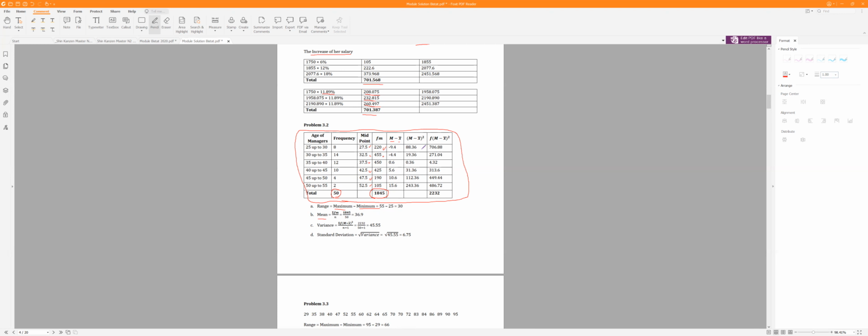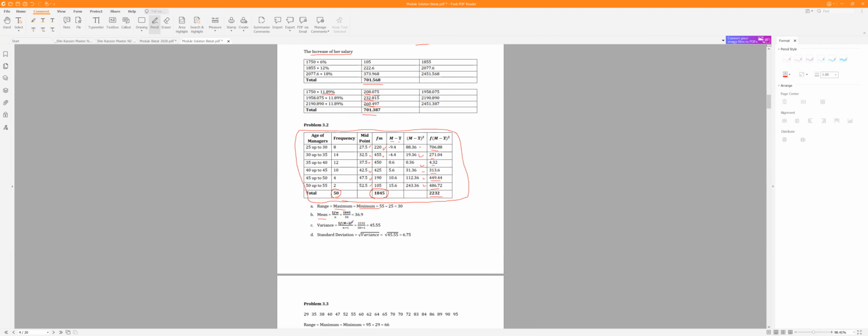And then you have to find the variance, right? And to find variance, you have to find the sum of the square of midpoint minus mean. So before you do that, you have to square this. And then frequency times this. So the frequency times bracket midpoint minus mean squared is this. And then you sum it again.